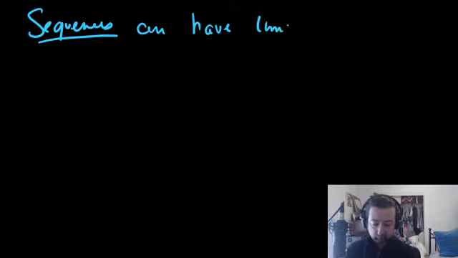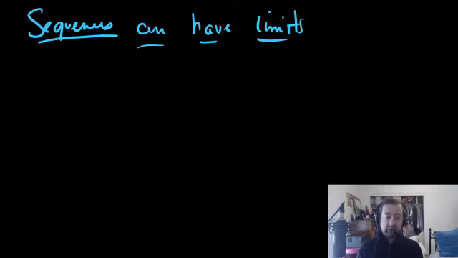All right. So just like functions, sequences can have limits. And what we mean by that is we say a sequence has a limit if it gets arbitrarily close to some number. And by arbitrarily close, I mean at some point, every term in the sequence is close to whatever its limit is. It's identical, actually, to the definition of a limit for a function.